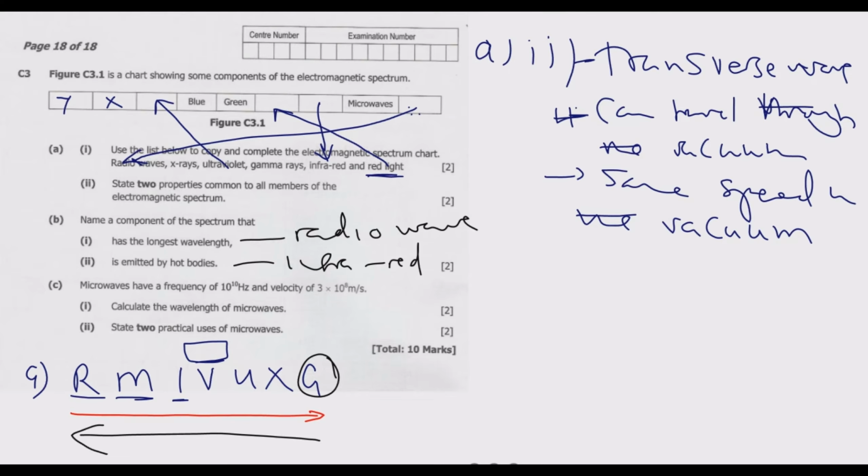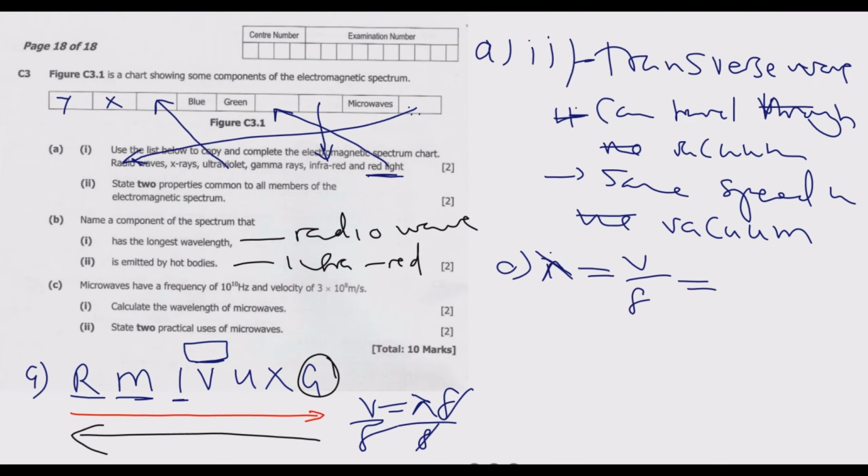Then C, microwaves have a frequency of 10 to the power 10 Hz and velocity of 3 multiplied by 10 to the power 8 meters per second. Calculate the wavelength. So generally we know that velocity is given by wavelength multiplied by frequency. So for us to find wavelength, we need to divide by frequency both sides so that this one and this one cancel. So basically wavelength is given by velocity divided by frequency.